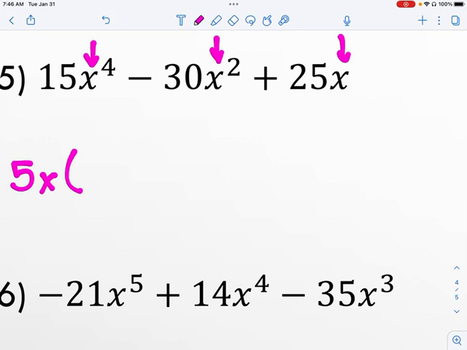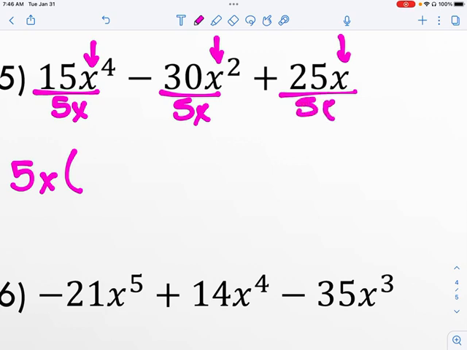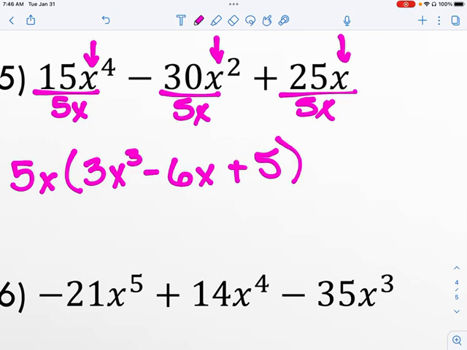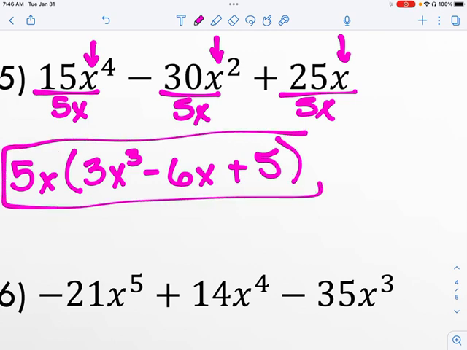So now I'm going to take each one of these and divide it by 5x. 15 divided by 5 is 3. X to the fourth, take away 1, you're left with x to the third. Negative 30 divided by 5 is a negative 6. X squared, take away 1, you're left with an x. 25 divided by 5 is 5. You had an x, you took it away. So that would be my GCF factoring.